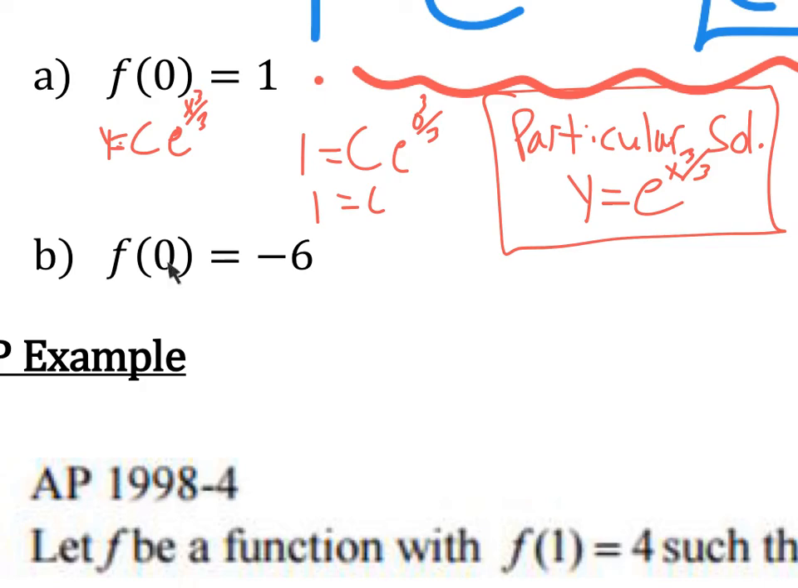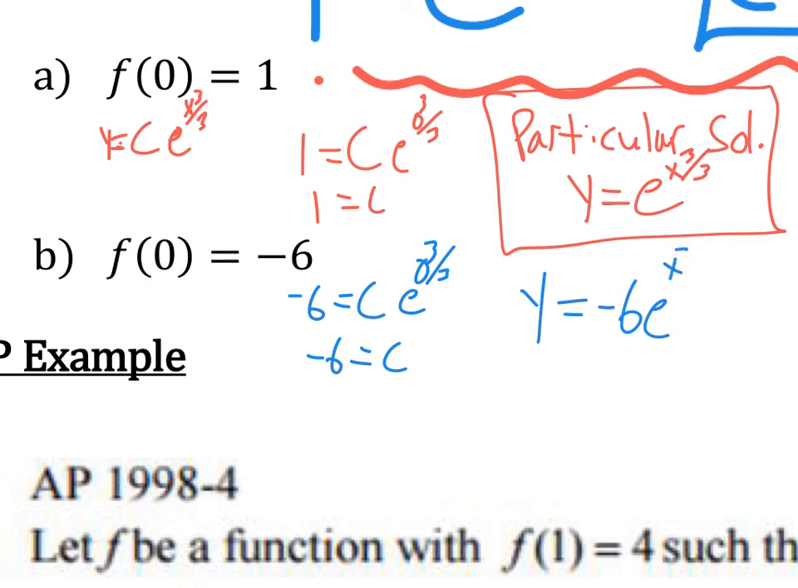Let's plug in 0 for x, and we get negative 6 for y. So negative 6 equals some other constant times e to the 0 cubed over 3. Well, that's nice. That's just going to be, again, negative 6 equals c. All right, so that's that starting value. Y equals negative 6 e to the x cubed over 3. There is another particular solution for B. This is part B, and this is part A.